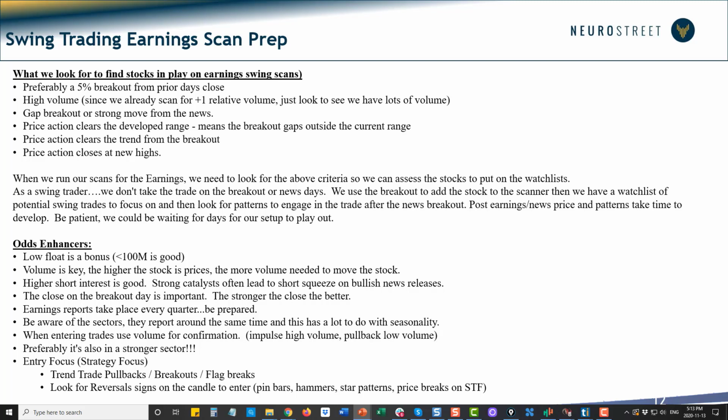Okay. Now, a couple of odds enhancers here, just to help add some probabilities to what we're doing. Lower float is always going to be better, because that's good earnings on a good volume stock with lower float. Volume is the key here. The higher the stock is priced, the more volume needed to move the stock. Okay, higher short interest can be good. Good strong catalysts often lead to short squeezes on bullish news releases. The close on a breakout day is important. The stronger the close, the better. So if we get a breakout day and the earnings is closing at the highs, very good, right?